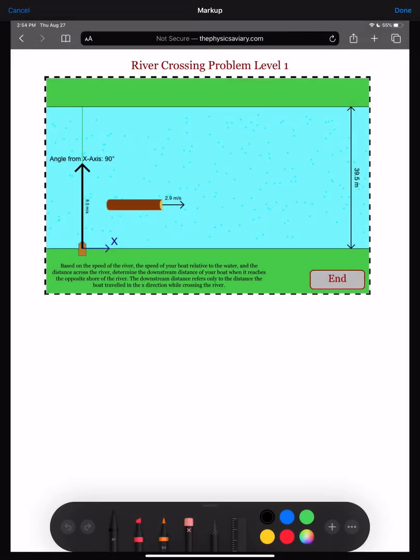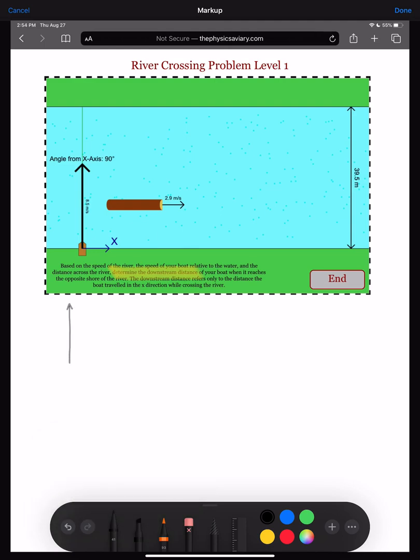All right, hello guys. We're going to go over the river crossing problem, level one. So reading the problem, it says, based on the speed of the river, the speed of your boat relative to the water, and the distance across the river, here's the important part, determine the downstream distance of your boat when it reaches the opposite shore of the river. Okay, so we can do that. We just need to draw ourselves a picture, a diagram. So let's do that.